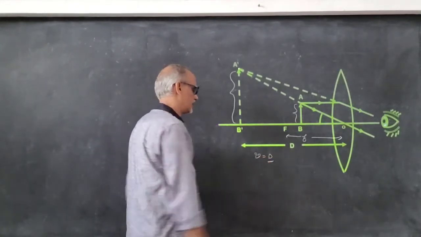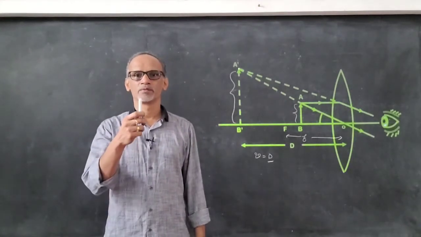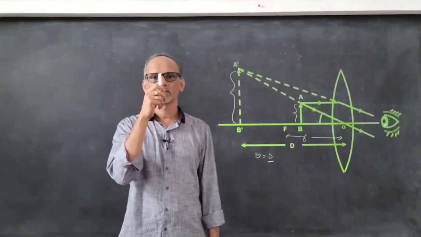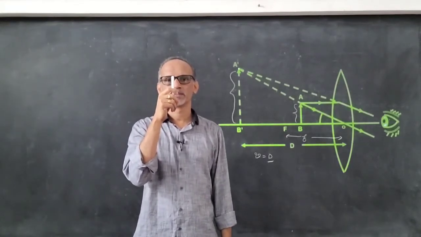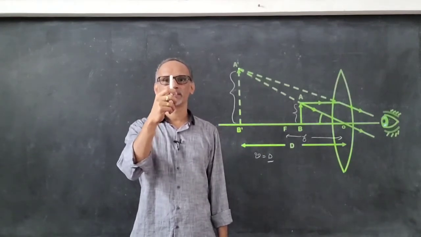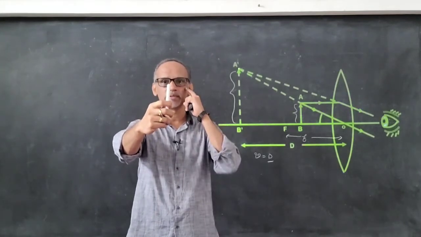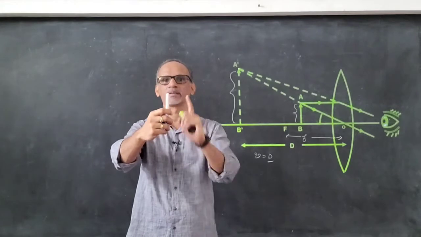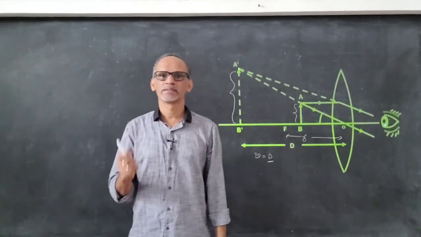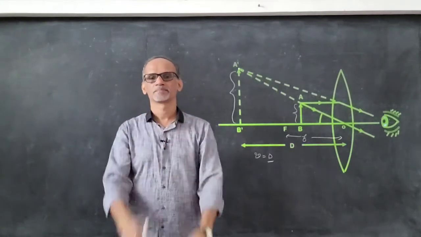What is that D called? D is called the least distance of distinct vision. If you hold an object in front of your eyes, correct, you cannot see the image of it properly, or you have to strain your eyes. To see that image correctly, or to get a clear image on the retina, the distance between your eyes and the object should be 25 centimeter. That is called the least distance of distinct vision, and that particular point is also called the near point.